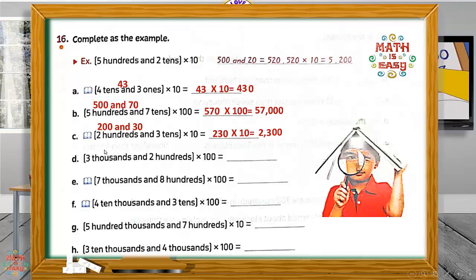D. 3,000s, meaning 3 zeros here, and 200s, meaning 2 zeros. 3,000 plus 200. Make addition between them. 0 plus 0 equals 0. 0 plus 0, 0. 2 plus 0 equals 2. And 3 with nothing equals 3.